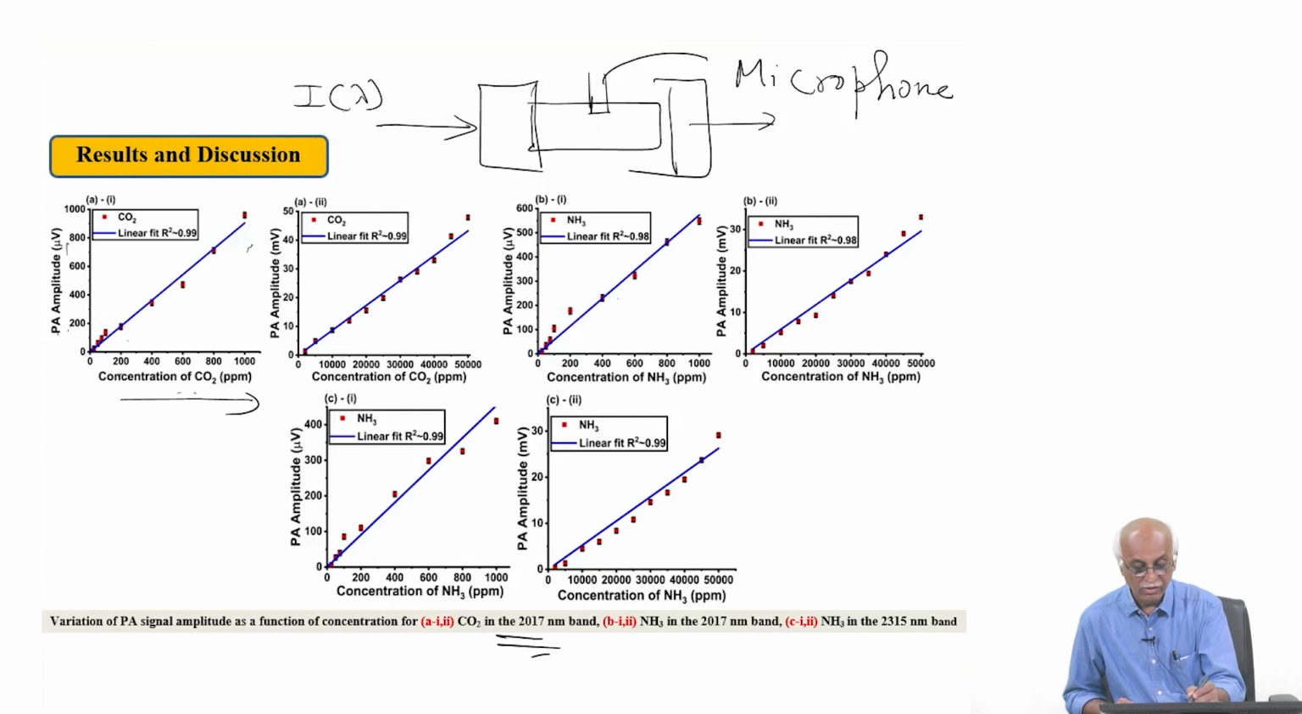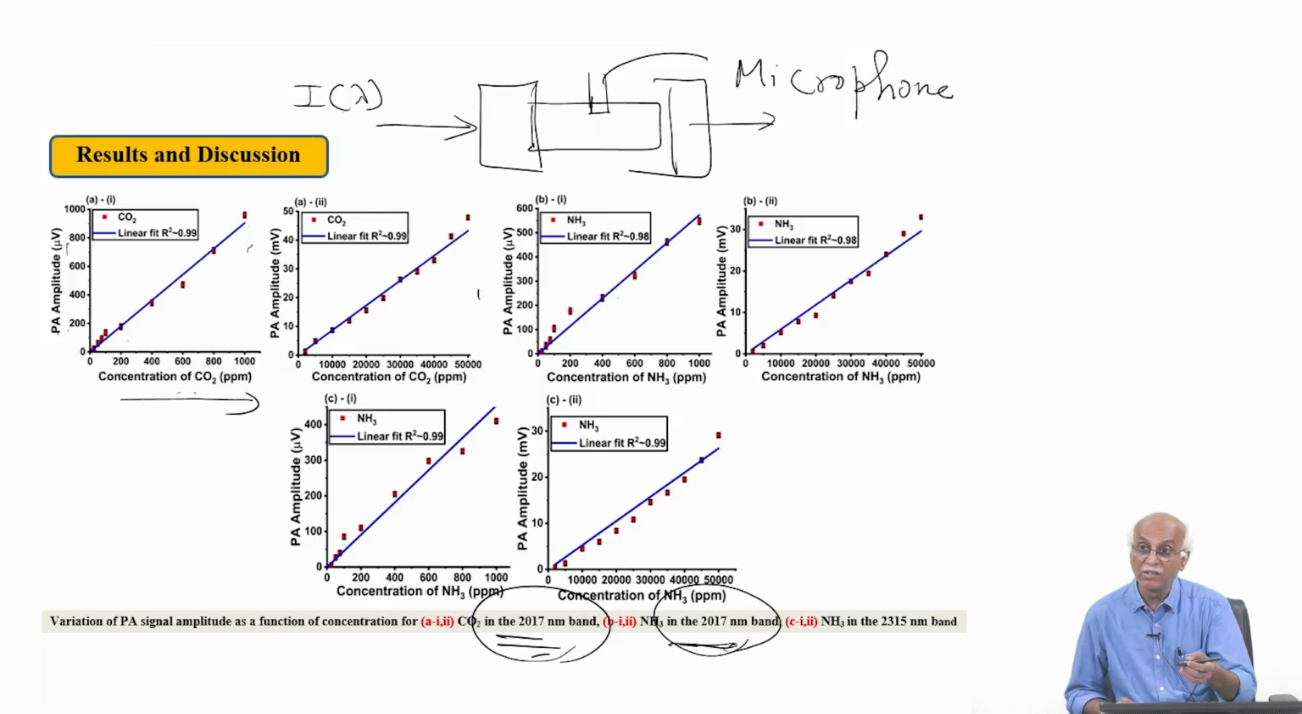Only thing is, ammonia has an absorption band around 2017 nanometers. CO2 also has absorption bands. So when we capture a mixture of these two gases, we are indirectly capturing a photoacoustic signal which is the sum of both signals. To find each individual concentration, we will have to use a differential approach.